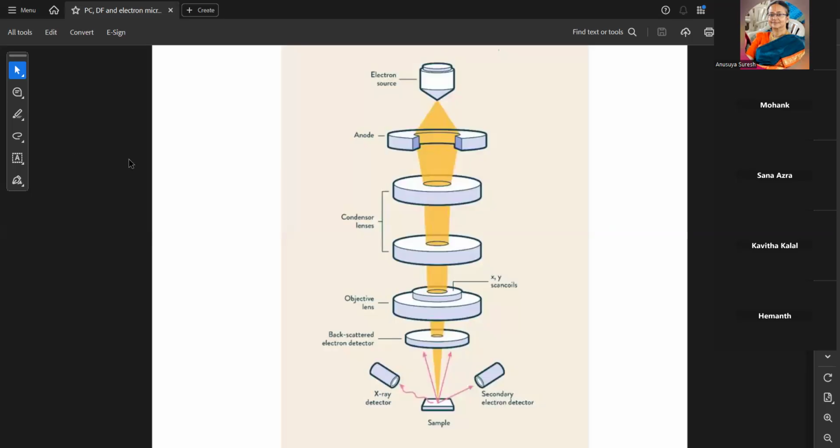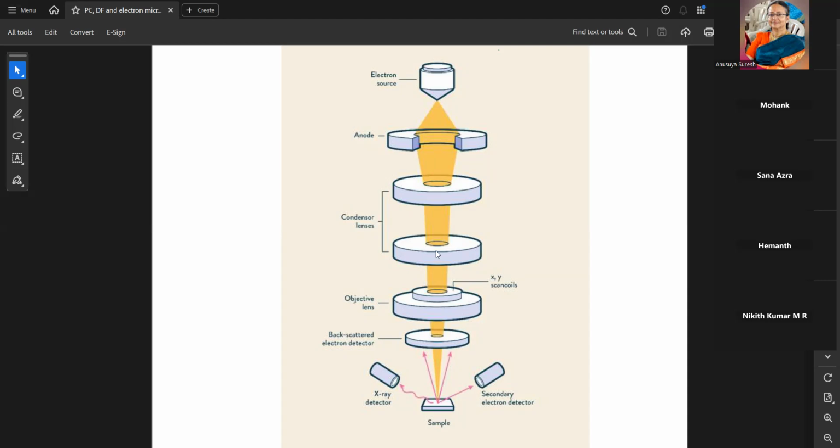This is the diagram of how a scanning electron microscope is arranged. On top, there is a source of electrons. Then you have an anode, and then the condenser lenses. The electron source gives out a triangle-like spread, with electrons coming out at different areas. Then, using the anode and the condenser lenses, it is focused to fall in the center. So it is a focused beam of electrons passing through.